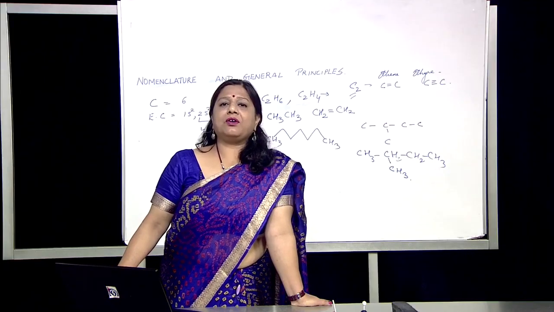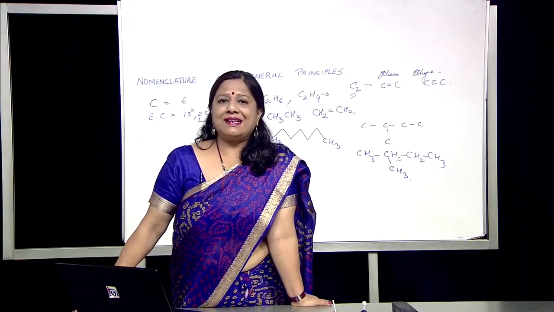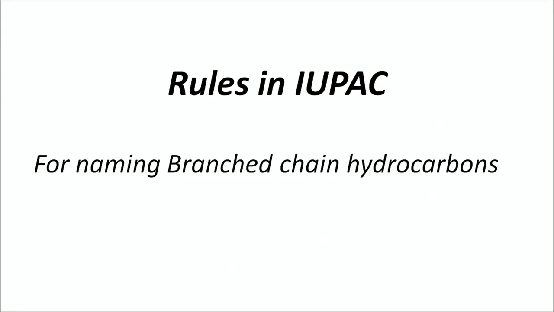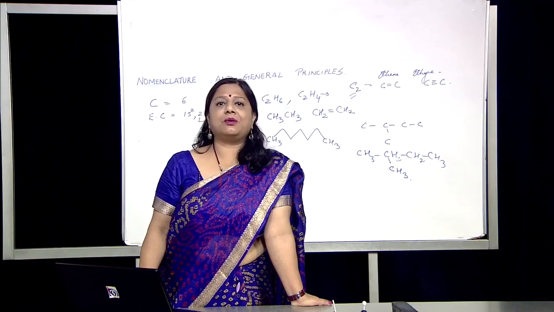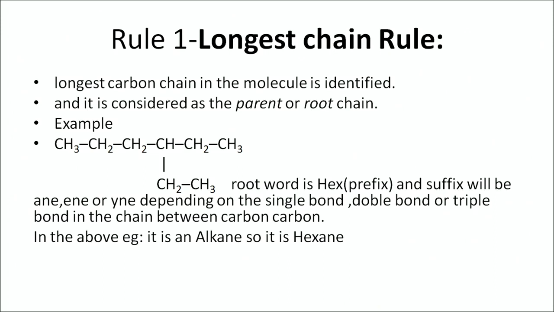Since we are naming the organic compounds, there are certain set rules to name the branched chain hydrocarbons. So, let us look at that. Rule number 1 says longest chain rule. You need to identify in a molecule the longest chain of carbon, as it is clear from the example CH3, CH2, CH2, CH. At CH you have CH2, CH3 and then CH2, CH3.